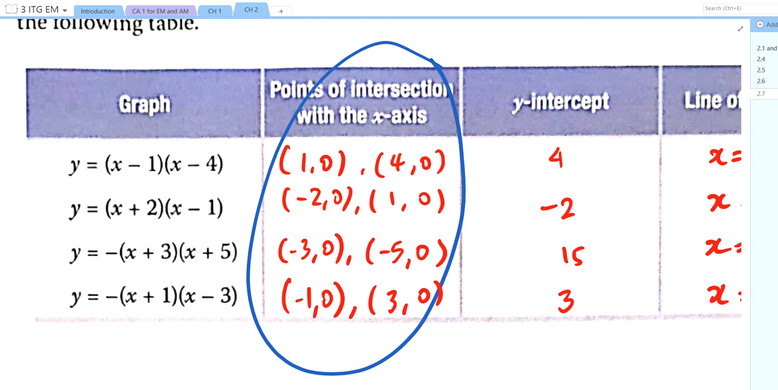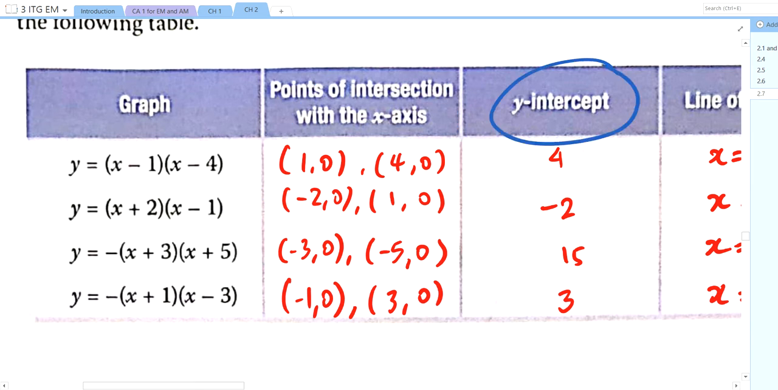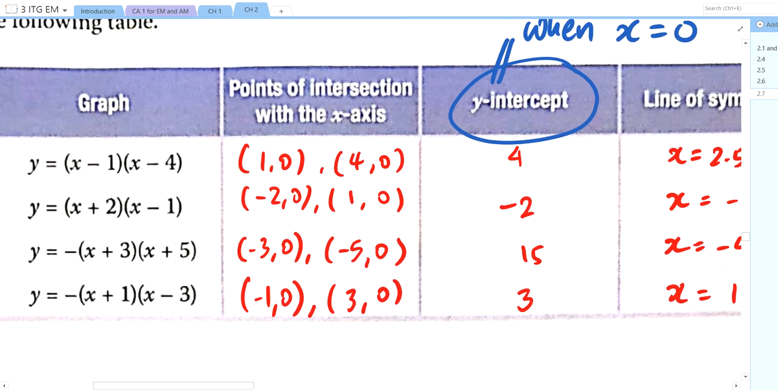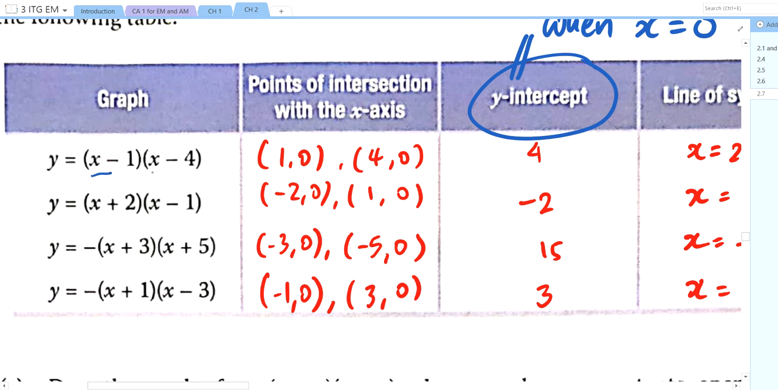Now, let us talk about the y-intercept. When does the y-intercept happen? X equals 0. Yes, you keep telling yourself this. You keep reminding yourself so that when you are given in future a cubic equation, you also know how to find the x and y intercepts.